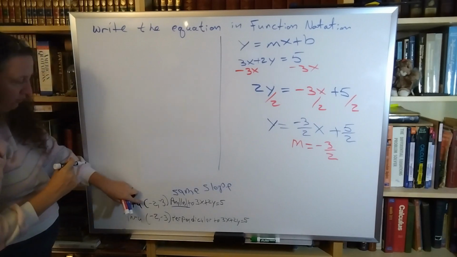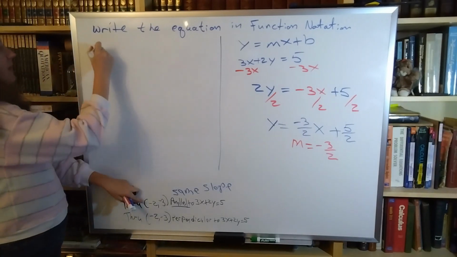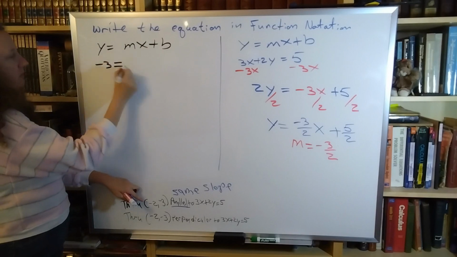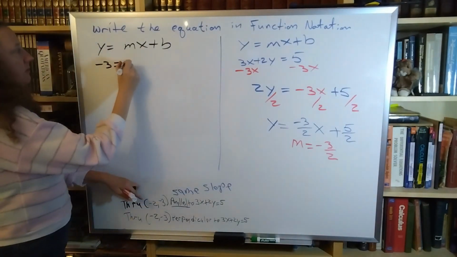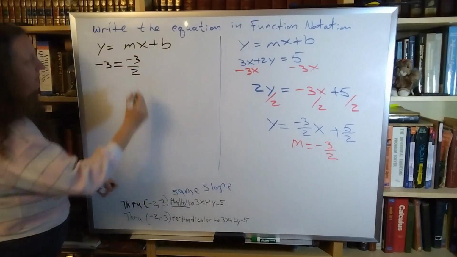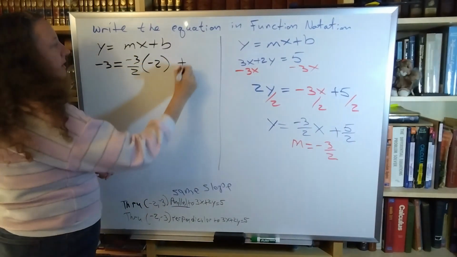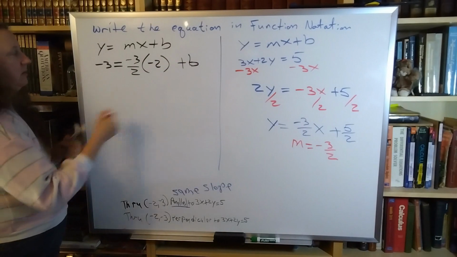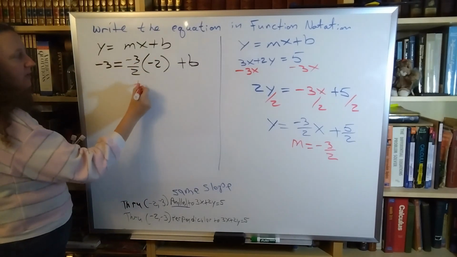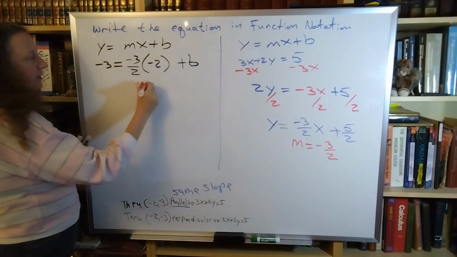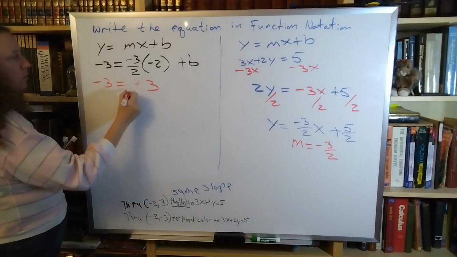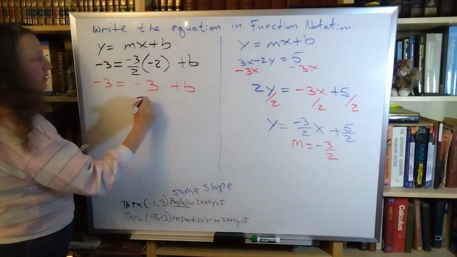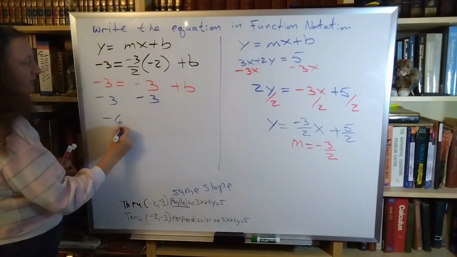So I have through -2 comma -3. So my y equals mx plus b becomes -3 equals, same slope, -3/2, times x, -2, plus b. Multiply this. Negative times negative is positive. The 2's cancel each other out, and I'm left with 3. So I have -3 equals 3 plus b. Subtract the 3 over. -6 is b.